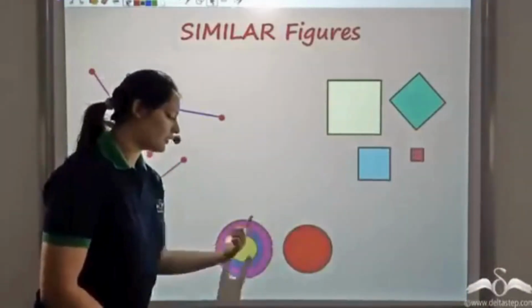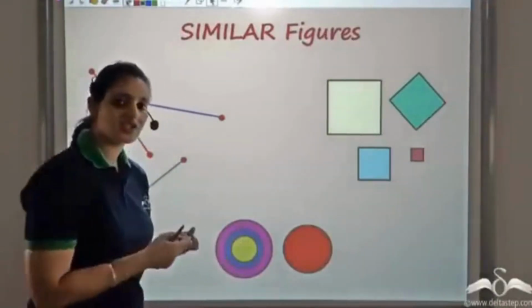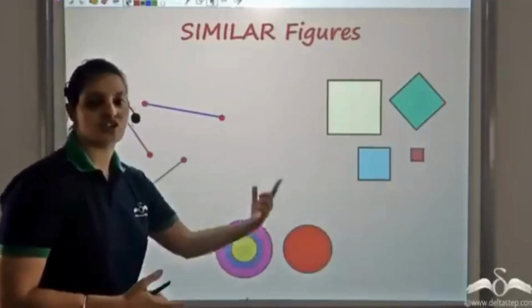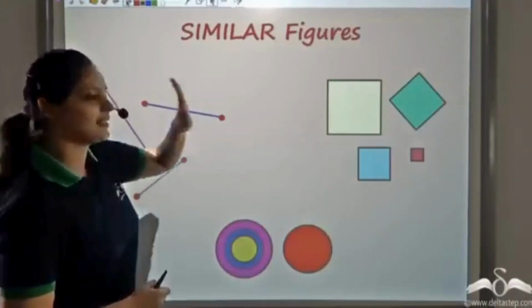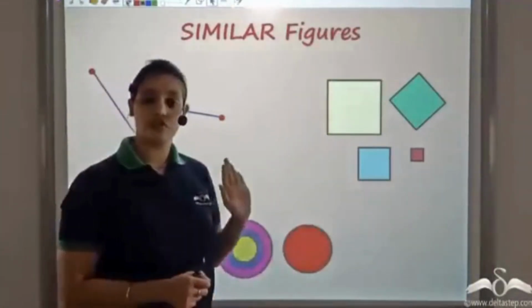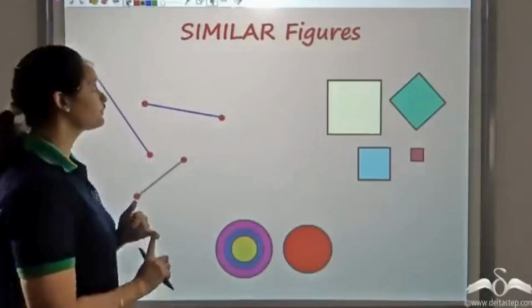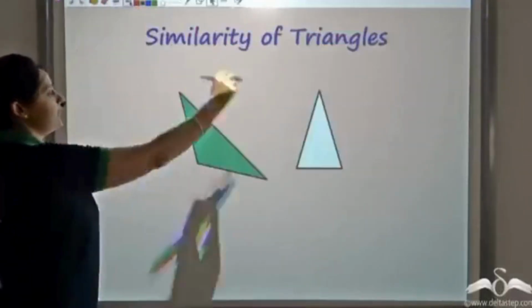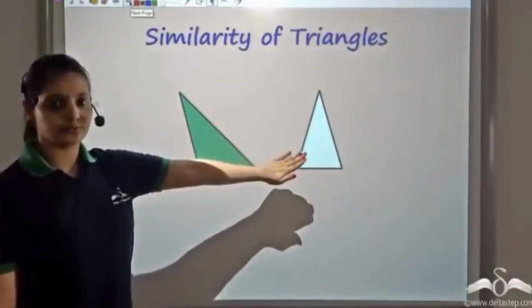Again, different circles can also be said to be similar because what is changing is just the radius. The shape is not changing. All are circular. So now I have different line segments, squares, and circles which are similar. Can I say that triangles are also similar? Let us see. We have these two triangles here. Can I say that they are similar now?